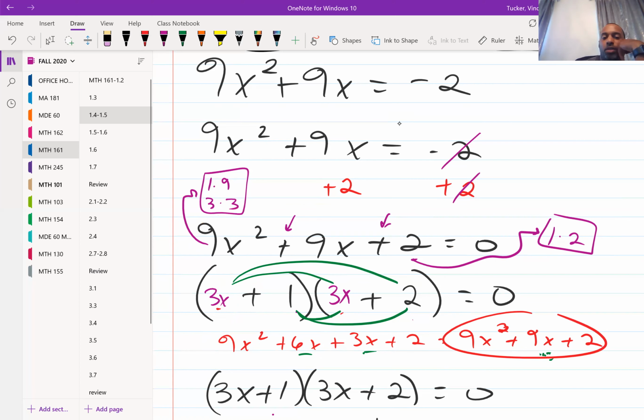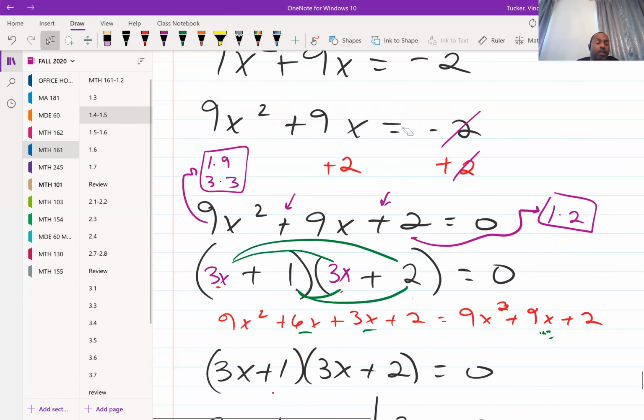So once again, you try out the factors of your front number and your back number, use them, then FOIL it out and see if you get the expression that you had originally. And that will always solidify whether you got the correct factorization or not.